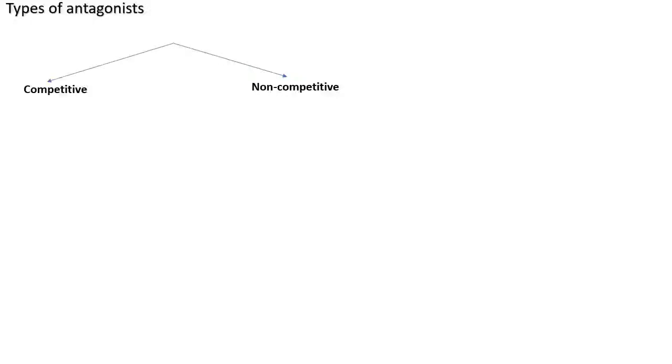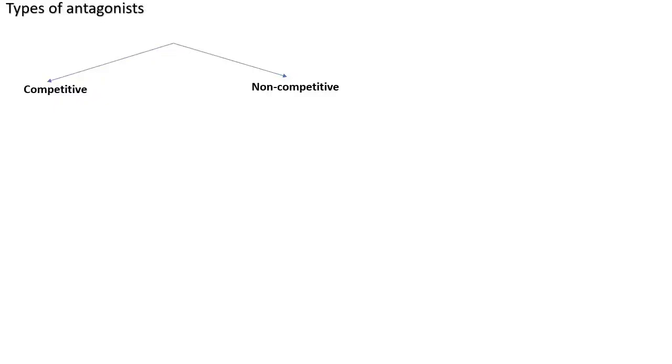Alright, we can classify the antagonist into competitive antagonist and non-competitive antagonist. A competitive antagonist is the antagonist that could be displaced from the receptor by increasing the concentration or the dose of the agonist. That means that there is a competition between antagonist and agonist.